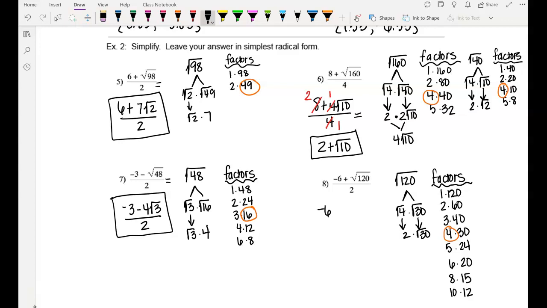So that's negative 6 plus 2 radical 30 divided by 2. This is a case where we can simplify because 2 goes into both of those. So this can be simplified as negative 3 plus radical 30. We wouldn't write that 1 out in front. Just like other math, that 1 is something we would not write.